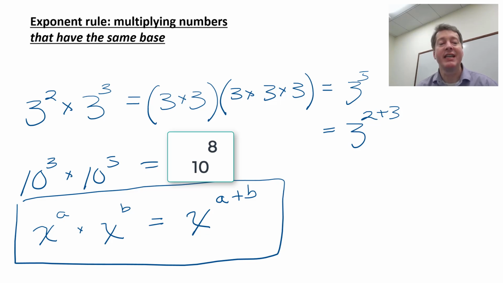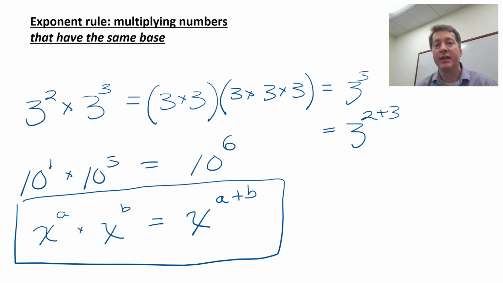If I go back to this example above where I had 10 cubed times 10 to the 5th, suppose I change this a little bit. Suppose I ask, what is 10 times 10 to the 5th? Well, 10 is the same as 10 to the 1. So here again, you're just adding the exponents. 10 to the 1 plus 5, that would be 10 to the 6th.